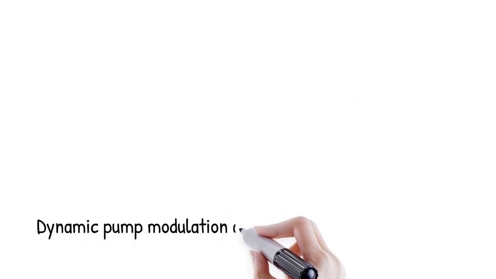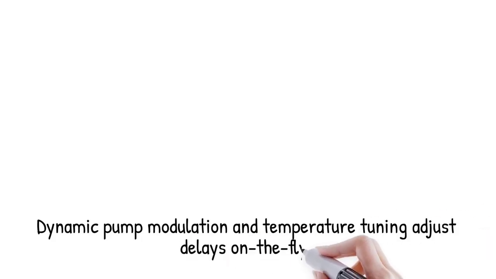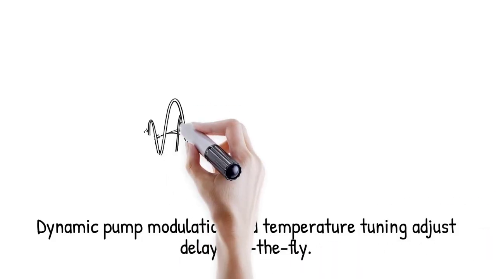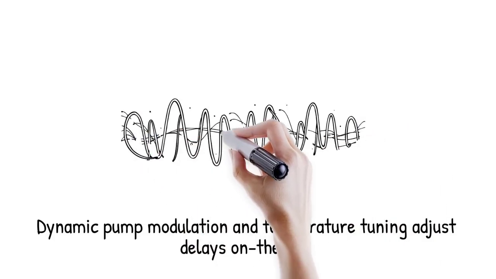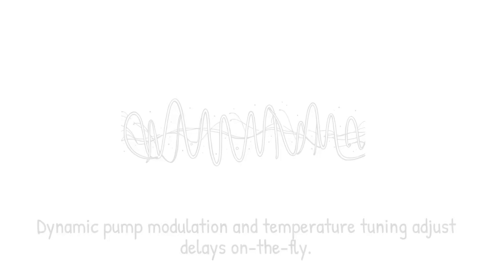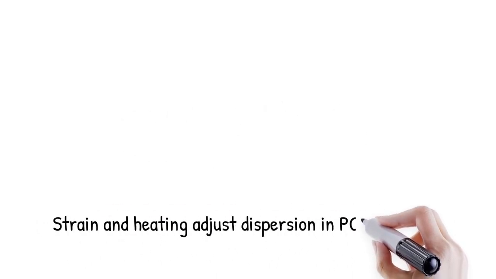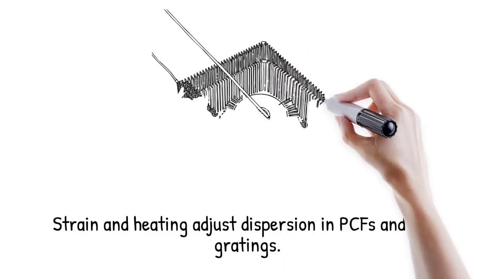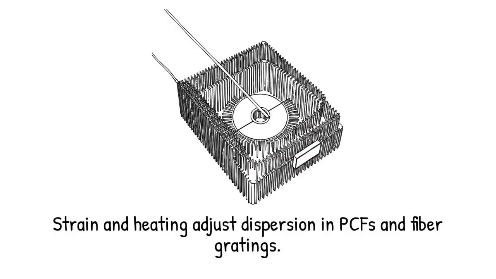Modern systems incorporate dynamic pump modulation, temperature tuning, and strain control to adjust delay on the fly. In SBS buffers, varying pump power linearly tunes the delay over tens of nanoseconds in real time. In PCFs and fiber gratings, applying strain or heating elements shifts dispersion characteristics to match varying signal requirements. EIT and CPO-based modules integrate electronic feedback loops to lock pump frequencies to resonance conditions despite drift.